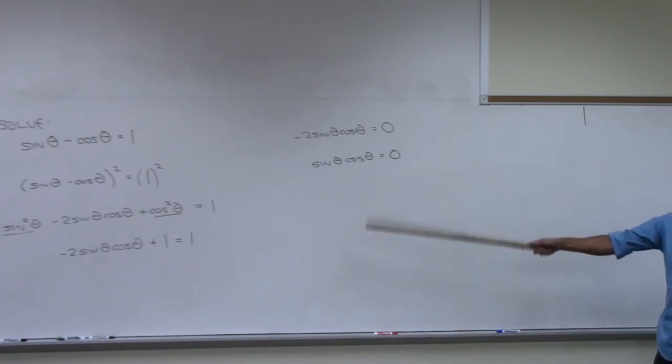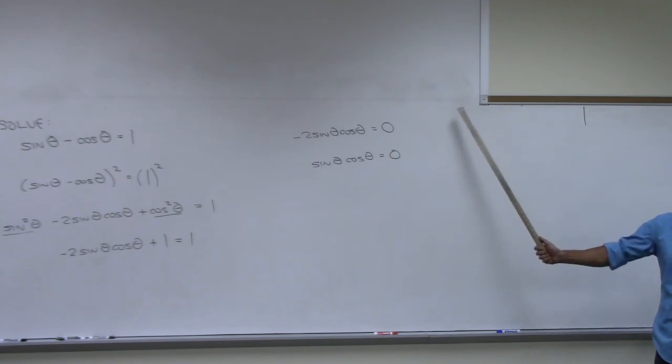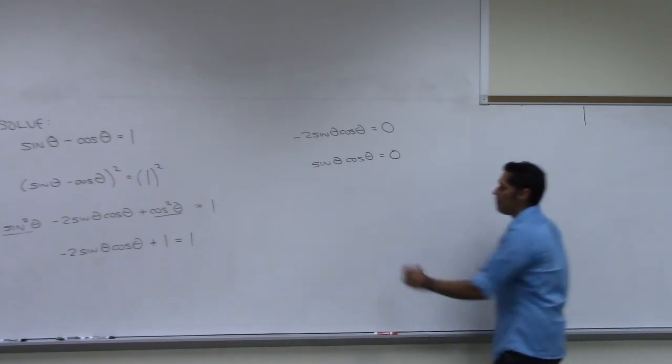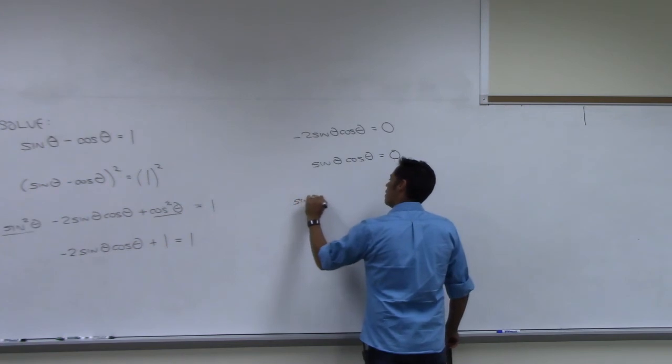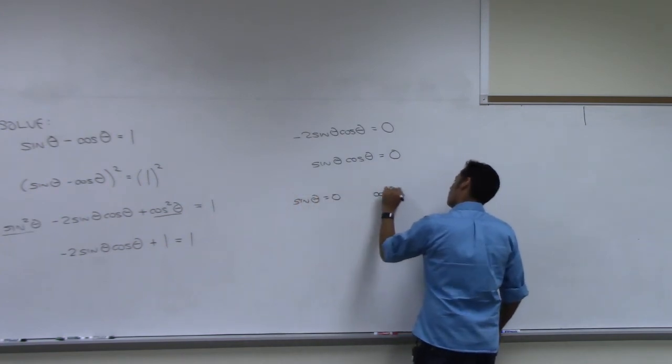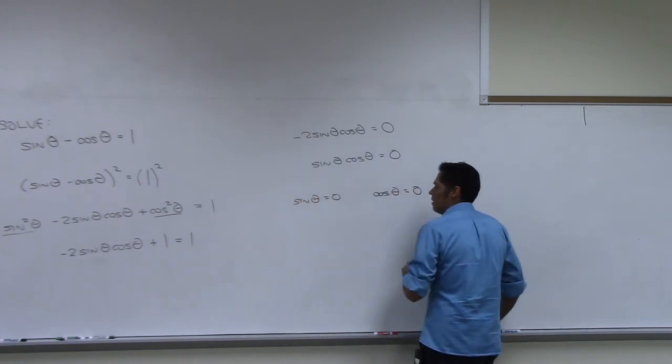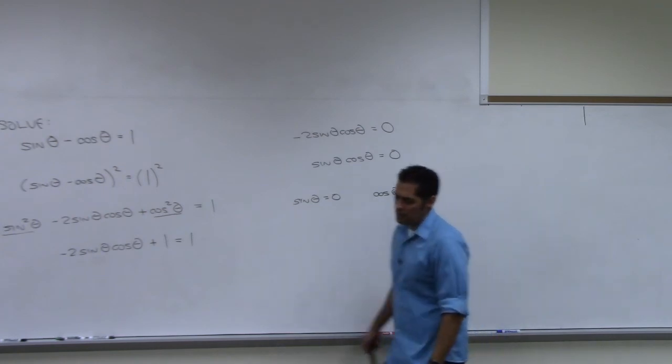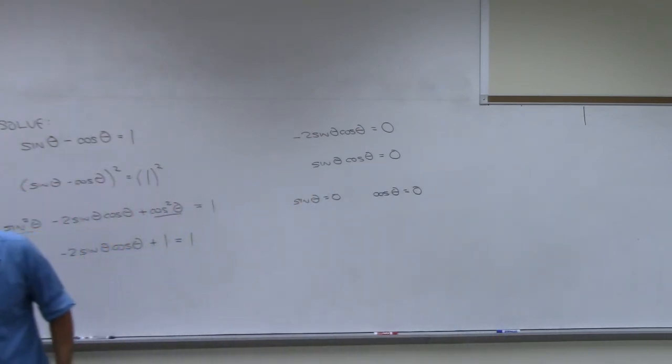Okay. Now you set each of those to 0, right? Yes? And let's see, the book probably wants the answers just between 0 and 2 pi.